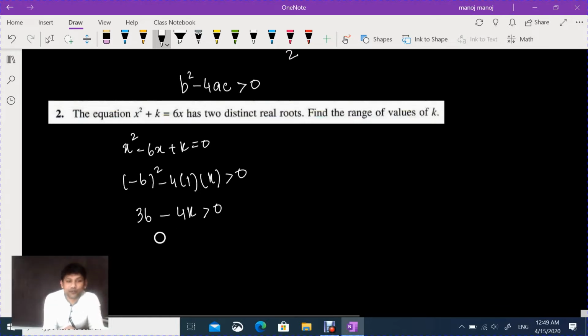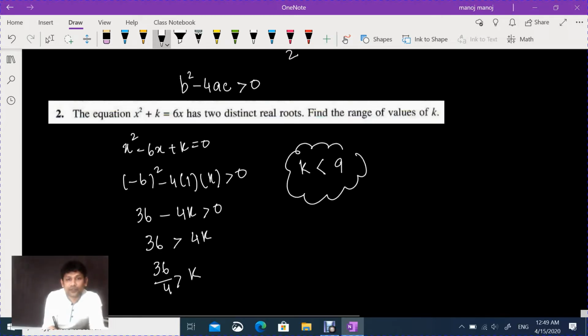Now please be careful, when there is a negative sign and this sign of inequality, there are two possibilities. Better to shift this to the right hand side. So 36 greater than 4k, and 36 divided by 4, so k is having a close sign, it means we can write k less than 9, and that's your result. It's very simple.